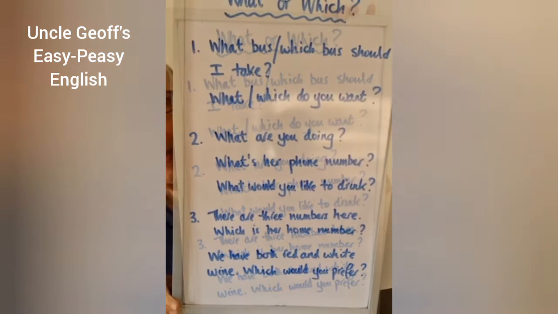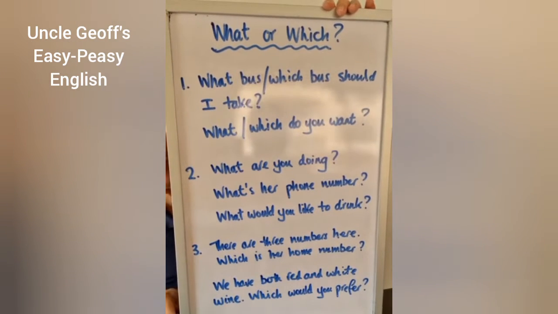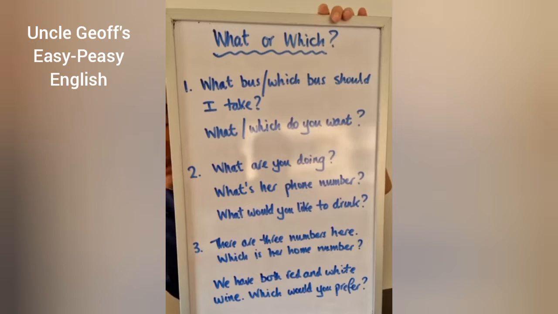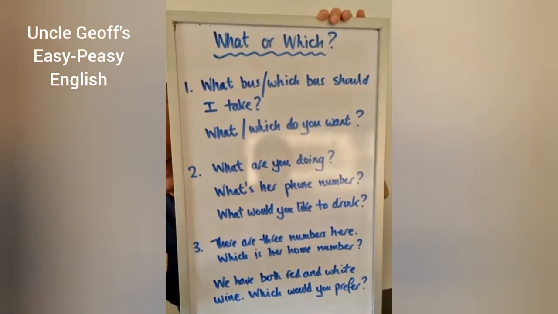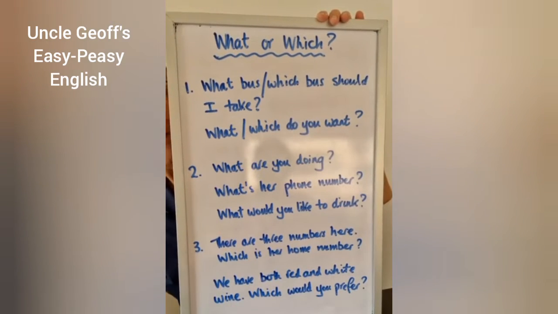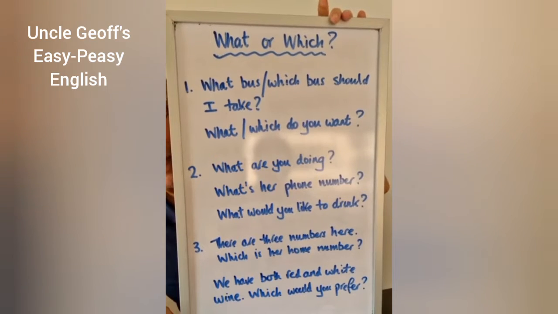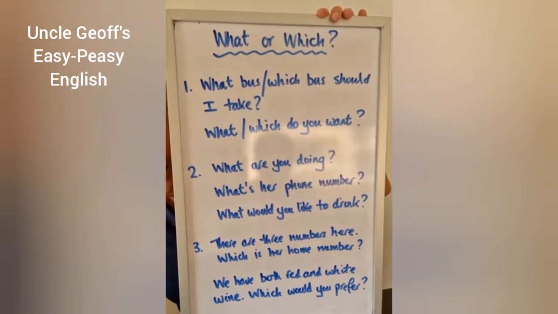Look at the next sentence. We have both red and white wine. Which would you prefer? So again, a limited choice. It's not very general, it's very limited. Either red or white. So you use which. You don't say what would you prefer because it's only a limited choice. You have to use which. We have both red and white wine. Which would you prefer? Limited choice.